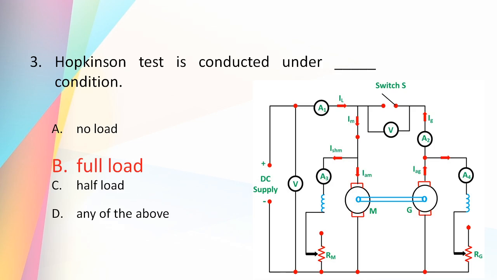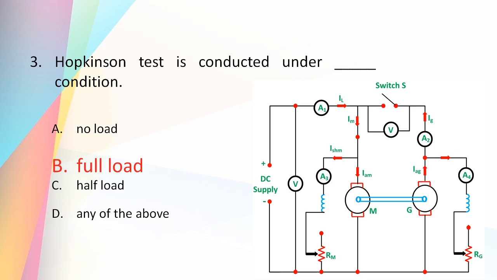In this test, two identical shunt machines are required, which are coupled both mechanically and electrically, as shown in the figure, or they are in parallel. One acts as a motor and the other acts as a generator, and the input to the motor is given by the supply. Okay. So the mechanical output of the motor drives the generator and the electrical output of the generator is used for supplying the input to the motor. Thus the output of each machine acts as input to the other machine.